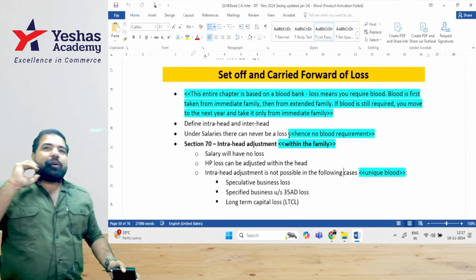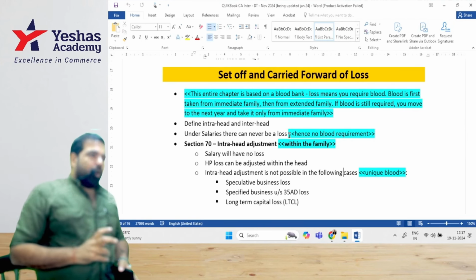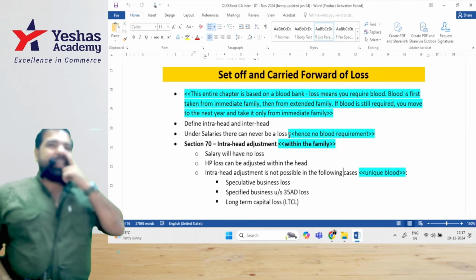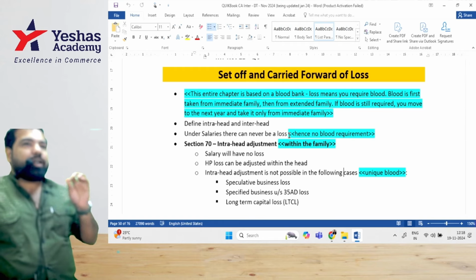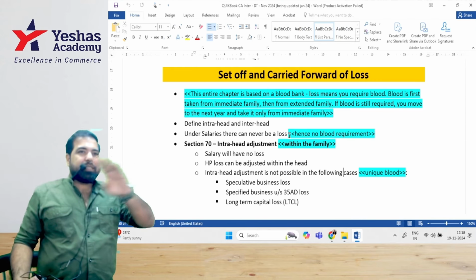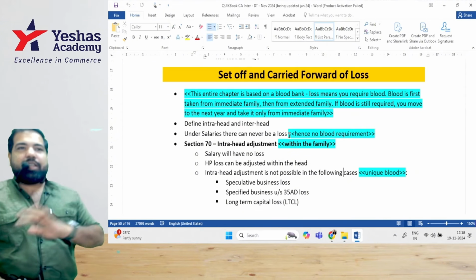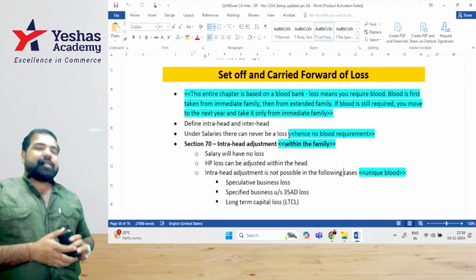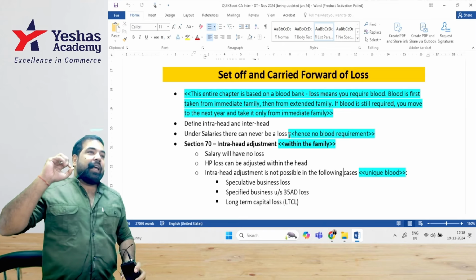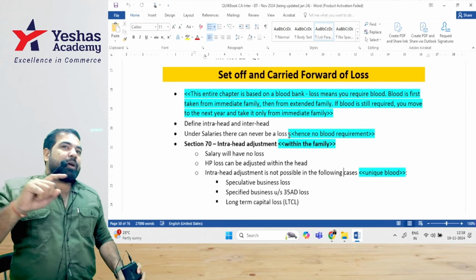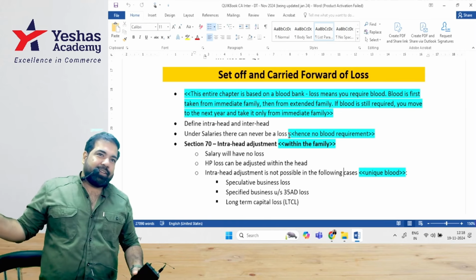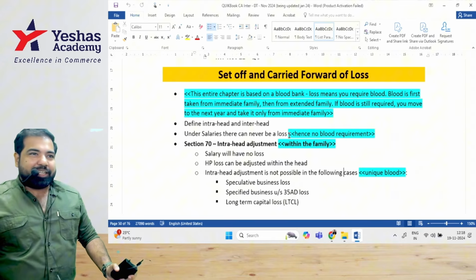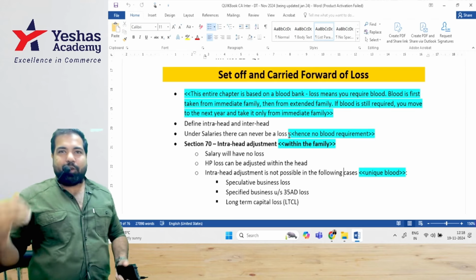All right, a chapter which is really, really small. But surprisingly, guys, this chapter has not come in the paper only twice in the last 10 years, or in the last 7 years, this chapter has not come at CA Inter only twice. And surprise, this same chapter has never come at CA final. It is a chapter which is called set off and carry forward of loss.